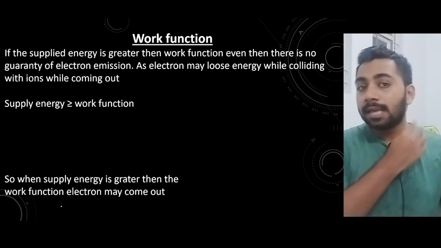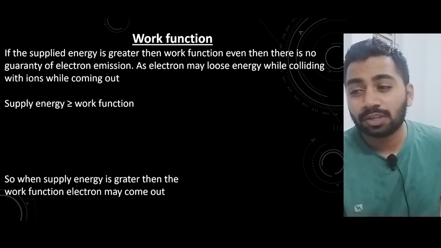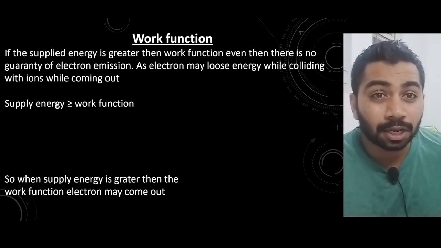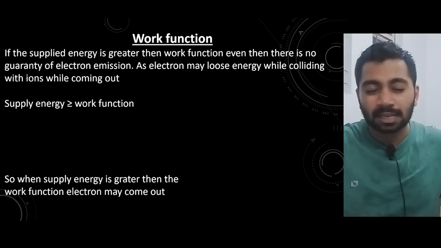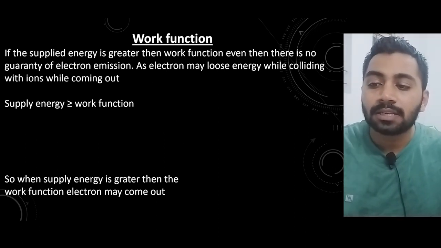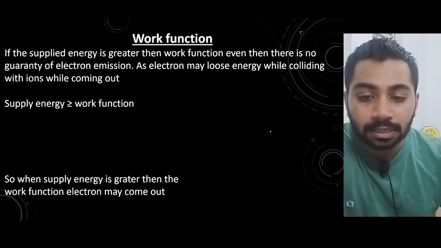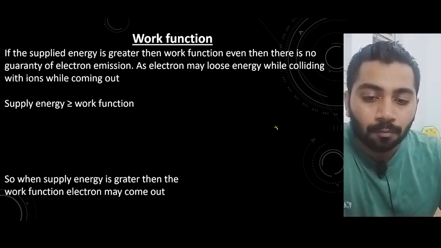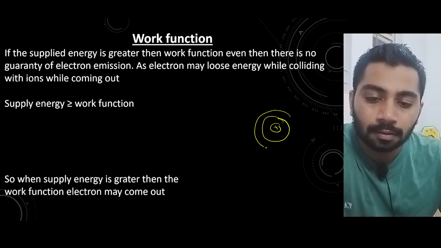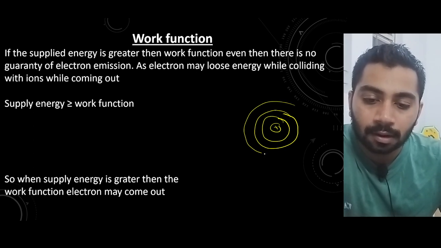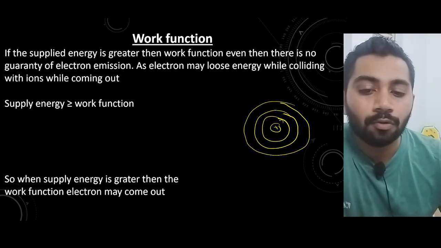Now let us continue and see work function. What do you mean by work function? In the last class itself I told you work function means the minimum energy required to eliminate one electron from the surface of the metal. If we supply energy greater than the work function, see here. Now this is your nucleus. First circle, second, third. Now imagine you have an electron here.